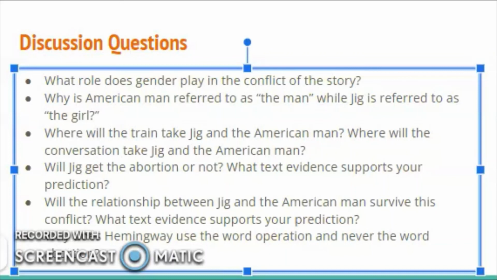And then lastly, this question is really important as well. Why does Hemingway use the word operation and never the word abortion? So really take some time, at least 10-15 minutes, to think through these questions, add some notes on them in order to solidify your understanding of this text before you close the door on your notes for today.